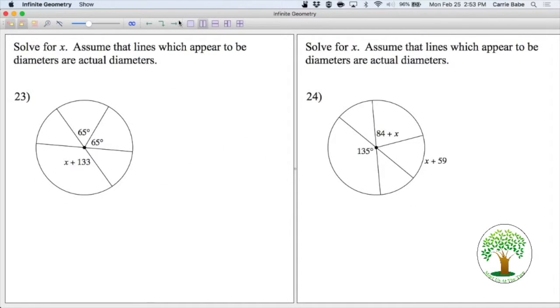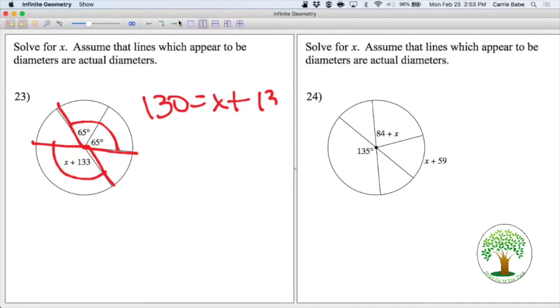23, this time we're going to solve for x. Assume that the lines which appear to be diameters are actually diameters. Are there any diameters here? Yes. Are there any vertical angles here? We have some diameters and some vertical angles. Don't forget about vertical angles. This 65 and 65 is a vertical angle with that, correct? Yes. So then that 65 and 65 is the same as that x plus 130. So 130 equals x plus 133.